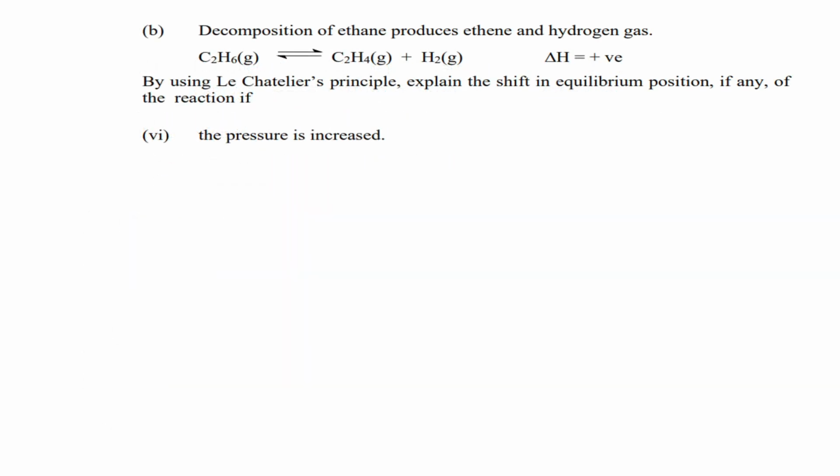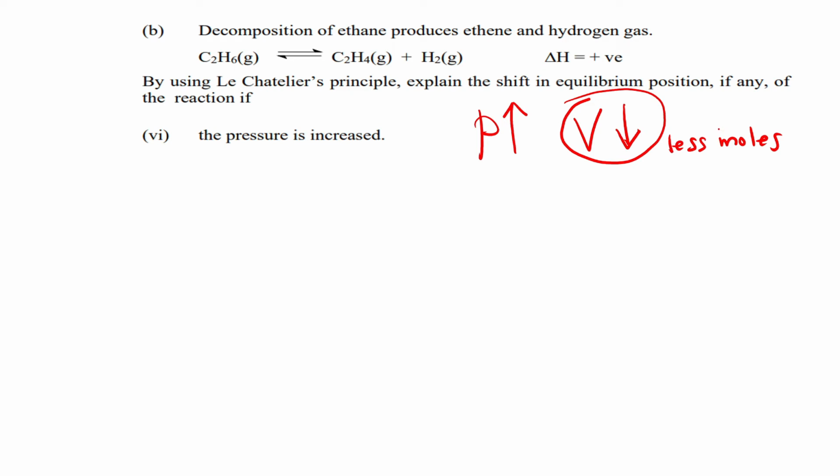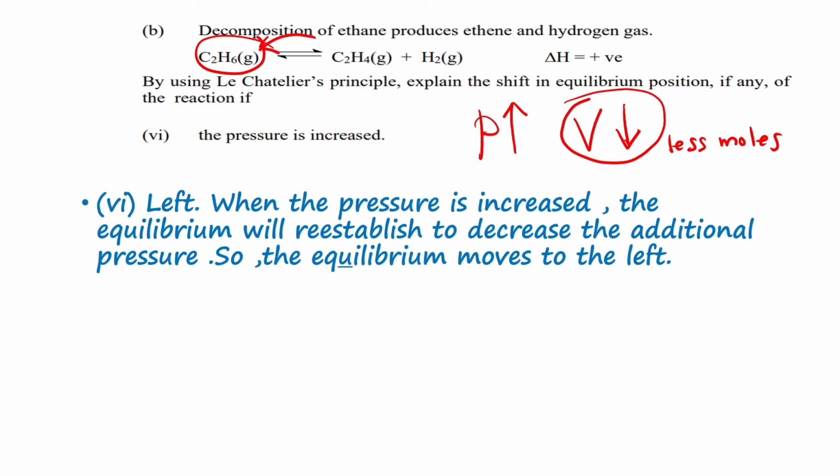Right. Next one, the pressure is increased. Jadi bila pressure is increased, volume will decrease. Jadi bila volume is decreased, dia akan pergi kepada apa? Side yang mempunyai less moles. Jadi di bahagian mana yang less moles? Di sebelah kiri. Okay, so dia akan shift to the left. Okay, so when pressure is increased, the equilibrium will re-establish to decrease the additional pressure. So the system will move to the left.